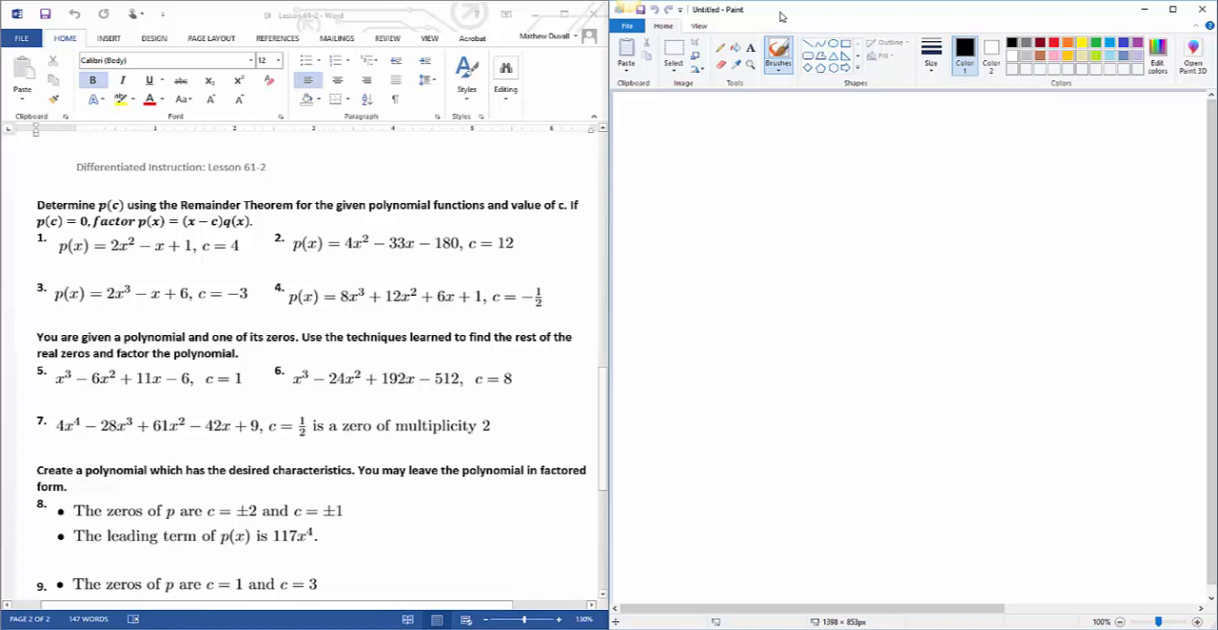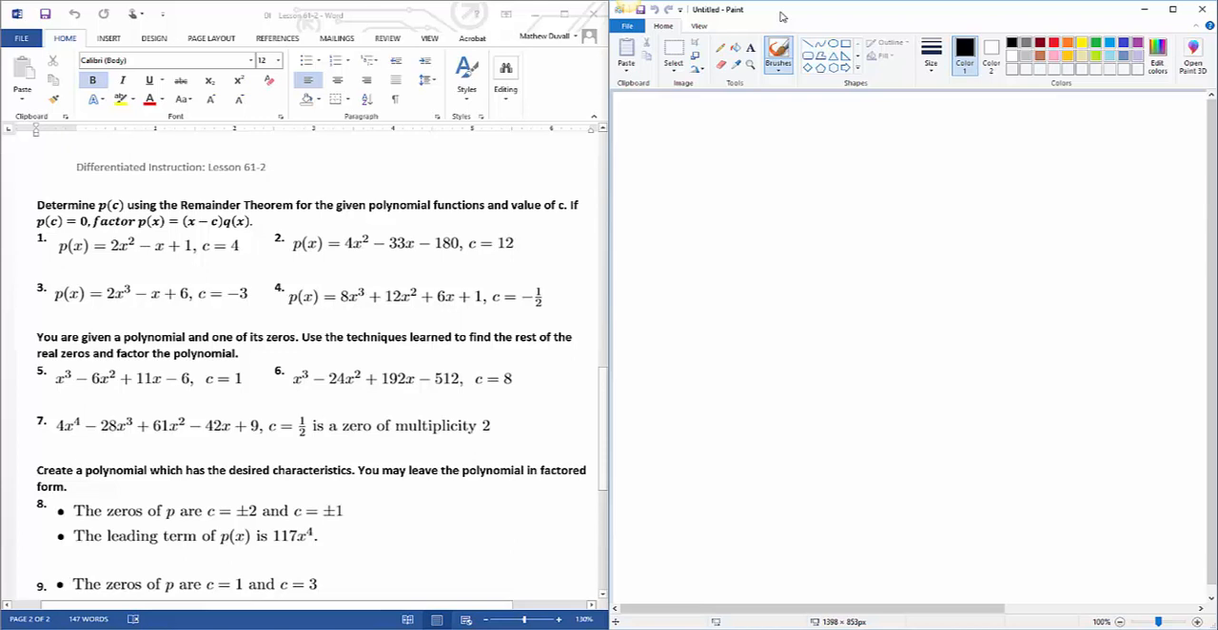First thing it says, determine P of C using the remainder theorem for the given polynomial functions and value of C. If P of C equals 0, factor P of X into X minus C times Q of X. So remember from the lesson, it was saying that the remainder theorem states that evaluating and dividing is almost the same thing.